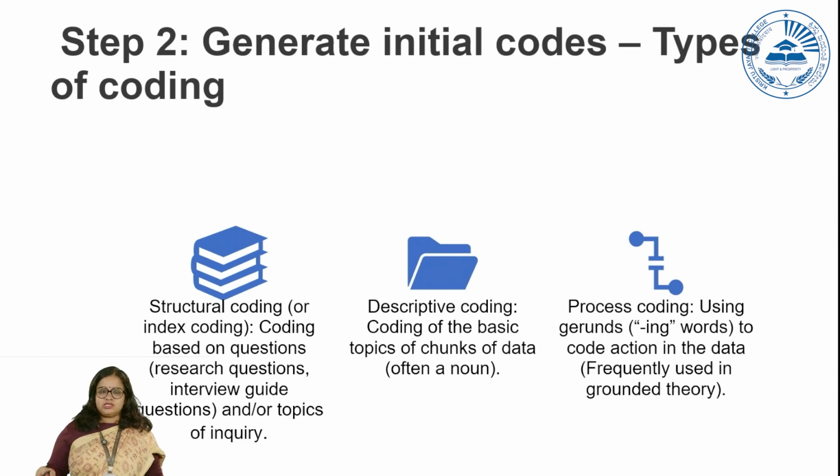The next one is descriptive coding. Descriptive coding is a basic topic or chunks of data, often seen as nouns or a basic description of the specific idea. Process coding basically uses the -ing words, which are basically action words. So it tries to identify actionable factors which are there within our specific data.